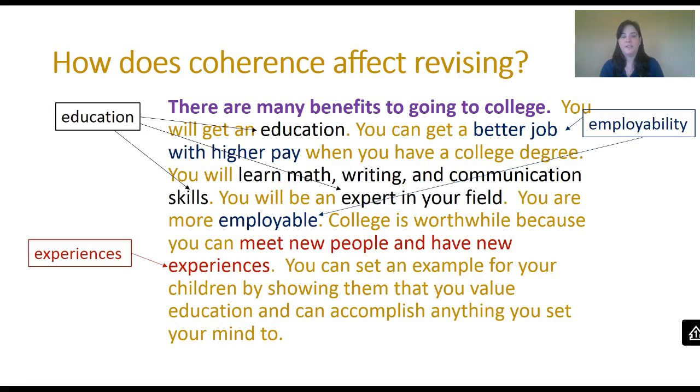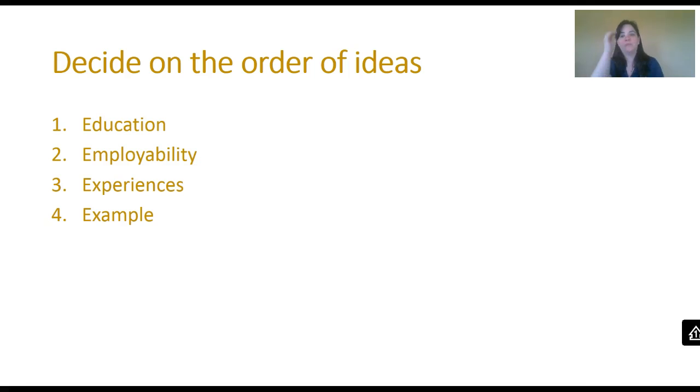A third idea presented in this paragraph is the experiences you can have in college, and then the fourth idea is how to set an example for your kids. When we're trying to revise for coherence, we need to identify the ideas in the paragraph and then decide on the order in which we want to present the ideas. So I'm suggesting that we present the ideas in this order: education, employability, experiences, and then setting an example. And then we reorganize our sentences within our paragraph to put them in this order.